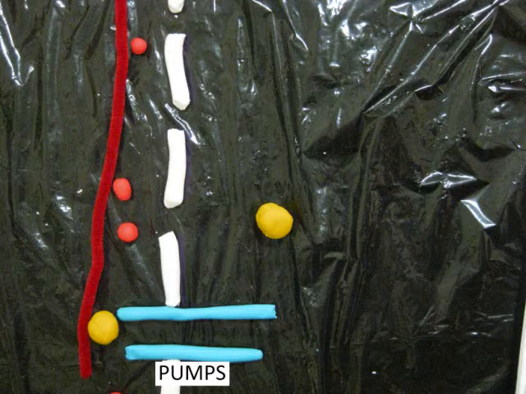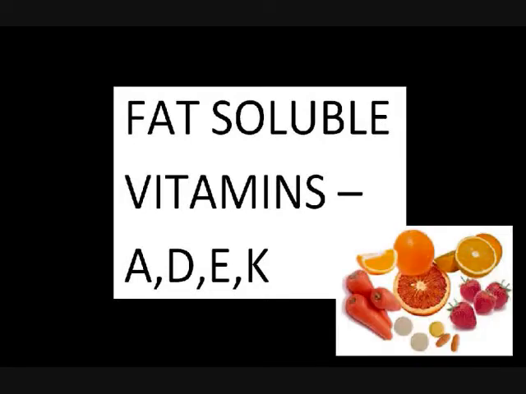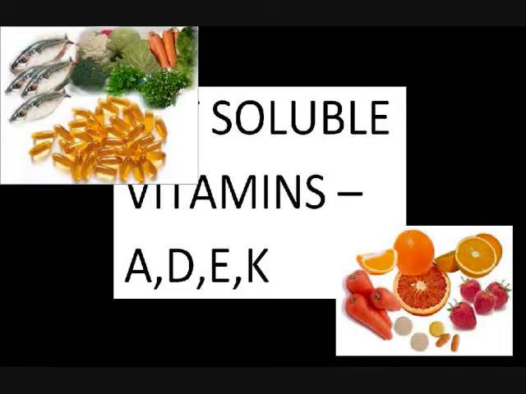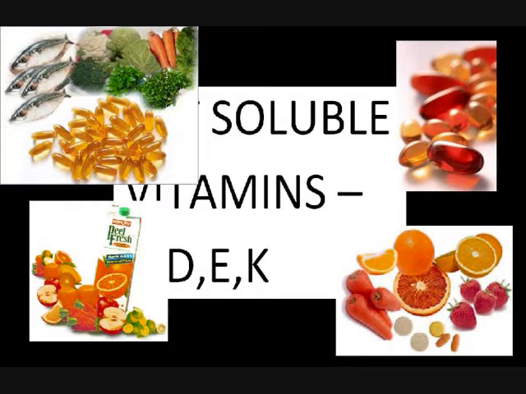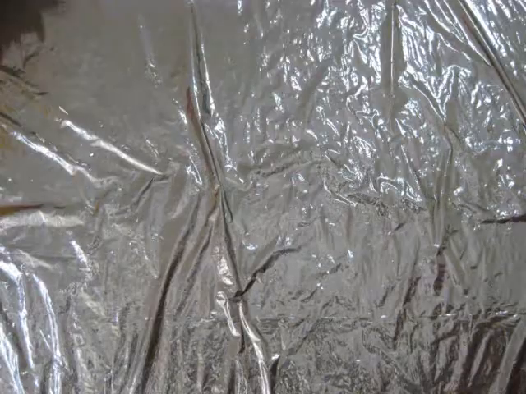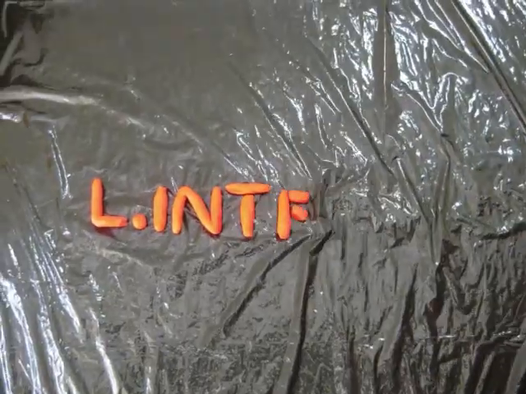Minerals are usually absorbed in an ionized form, and the majority of water is absorbed in the small intestine. Vitamins can be passively or actively absorbed. Fat-soluble vitamins, A, D, E, and K, are made soluble by bile salts and fat that has been ingested. Large intestine. The remaining contents enter the large intestine.